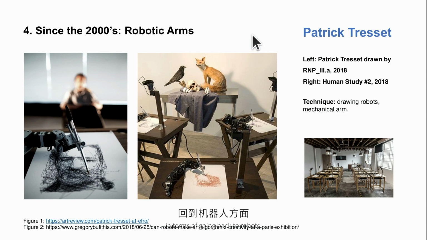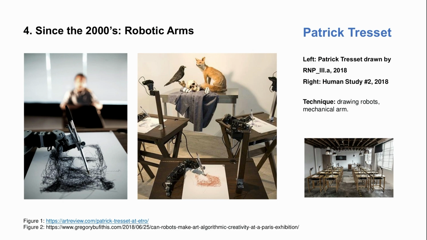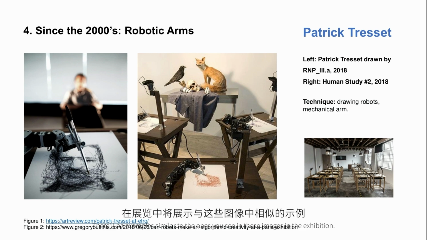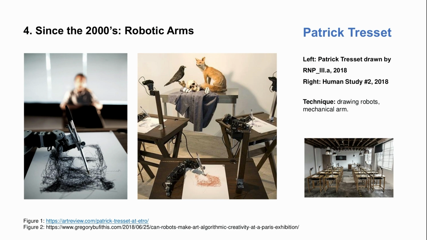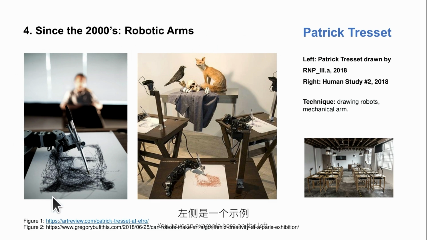Going back to robots, a very recently developed practice is that of Patrick Tresset, from the last decade. Patrick builds his own robots. There will be examples similar to the ones you see in these images in the exhibition. Patrick has done a lot of work on portraiture. You have an example here on the left.